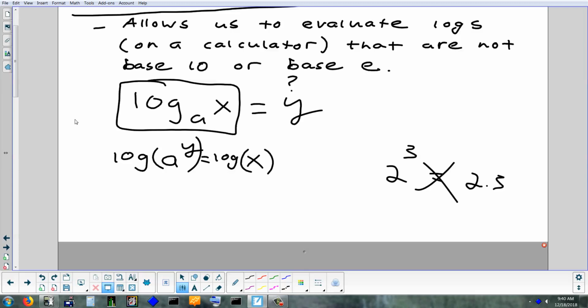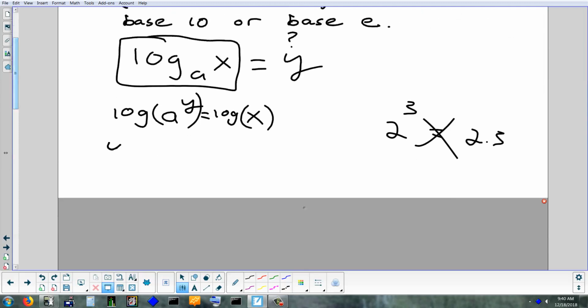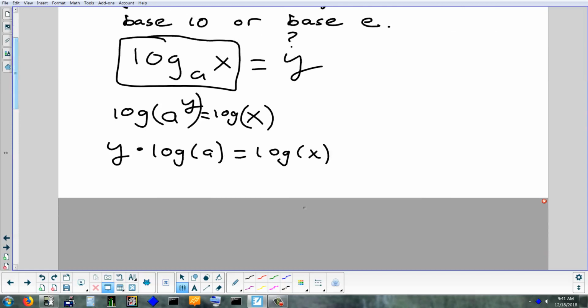Now, what can you do with the y? Now you can put it in front. So I have y times the log of a equals the log of x. So what I've got now is something like this: y times something equals something else.